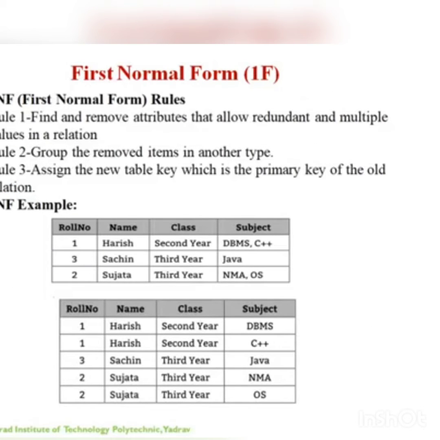Let's start with the first one, that is first normal form. Now what is first normal form? Here is the answer. A database table is said to be in first normal form if it contains no repeating fields.